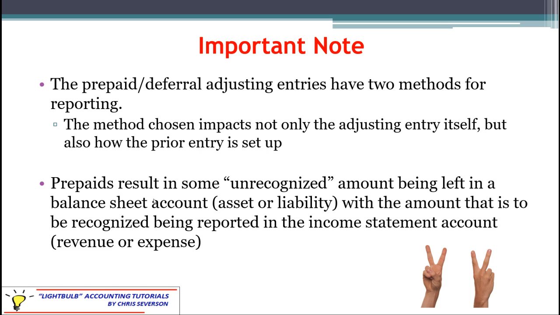So that unrecognized amount is being left in the balance sheet as an asset. And again, you could have a different type of transaction as a liability, where you've received cash in advance, but you haven't earned it yet. It hasn't been recognized as revenue, so it's still a liability. So the amount that's not yet recognized as revenue or expense remains in the asset or liability account, with the amount that is to be recognized as revenue or expense being reported in the income statement account, the revenue or expense account. So that's what matters, is that only the unrecognized portion is left as an asset or liability, and only the recognized portion is left as revenue or expense.